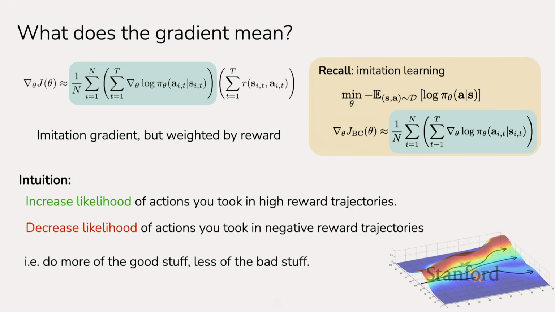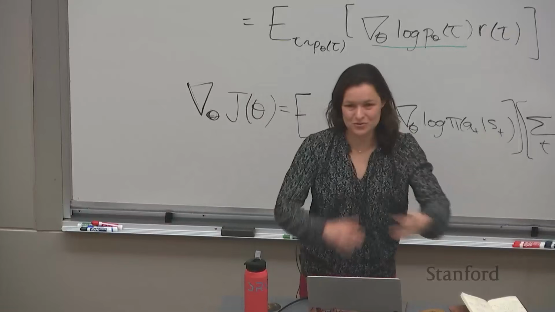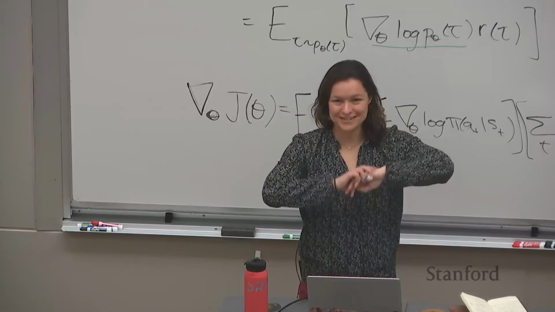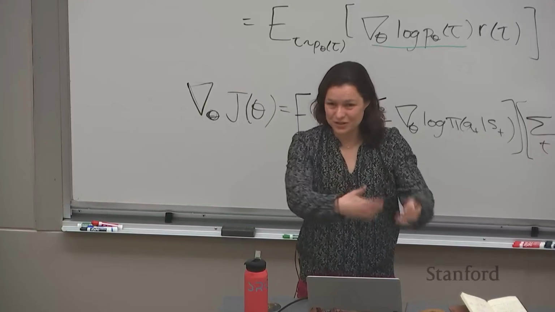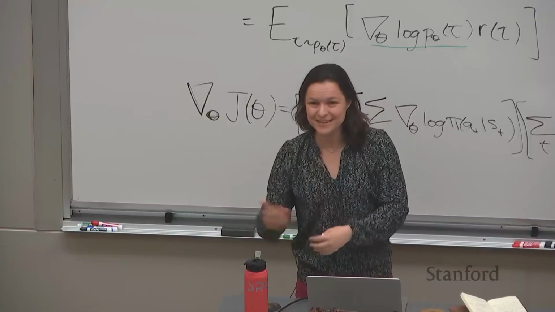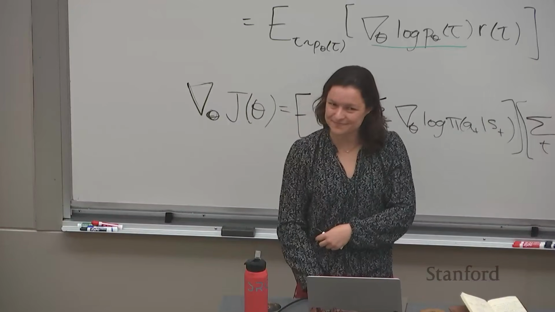In even more brief terms, you can think of this as trying to do more of the good stuff and less of the bad stuff that you observe. You can also think about this as a formalization of trial and error, where you try different things, and if you see good stuff happening, you try to do more of that. And if you make a mistake, then you try to stop doing that.